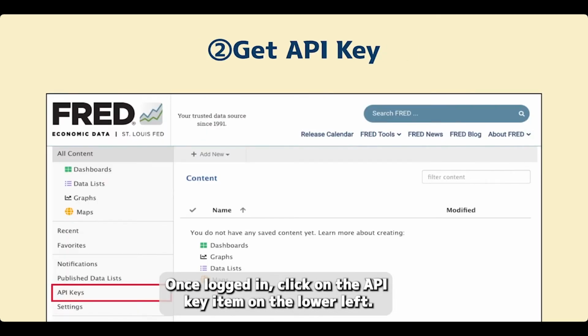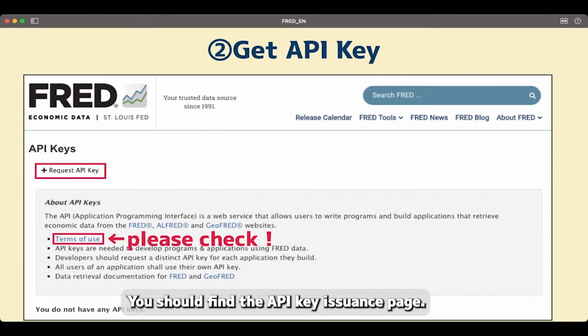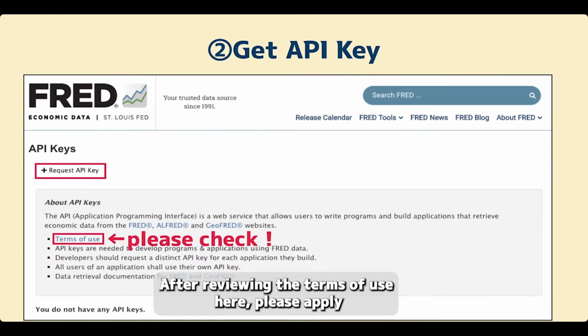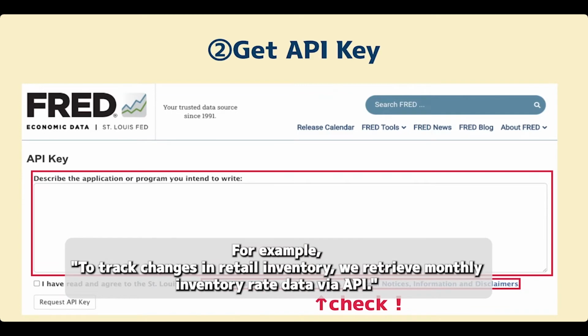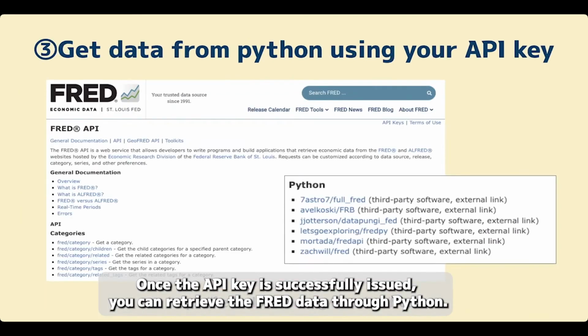Once logged in, click on the API key item on the lower left. Then you should find the API key issuance page. After reviewing the terms of use here, please apply with a detailed description of how you intend to use the API. For example, to track changes in retail inventory, we retrieve monthly inventory rate data via API. So once the API key is successfully issued, we can retrieve the FRED data through Python.